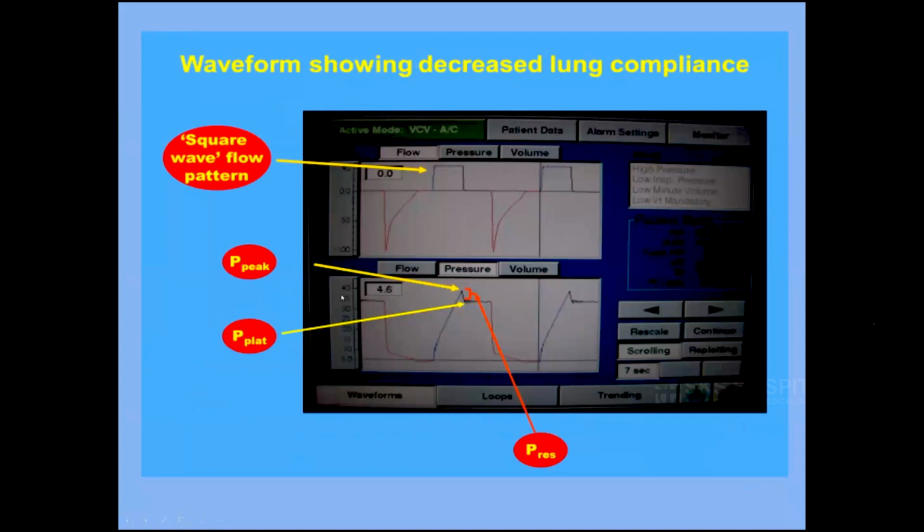This is the ventilator interface showing the same. The plateau pressure itself has gone up, and the resistive pressure, although it is less, the peak pressure has already increased because of the plateau pressure increase.